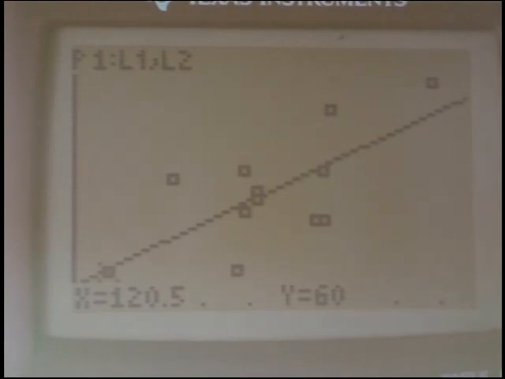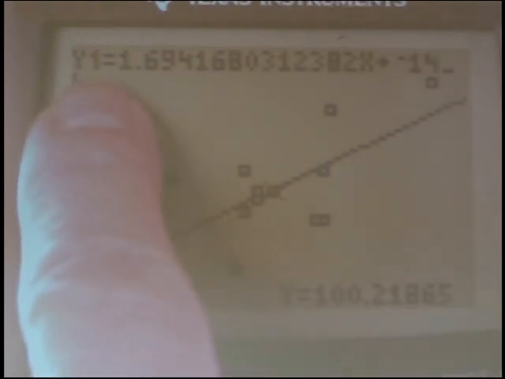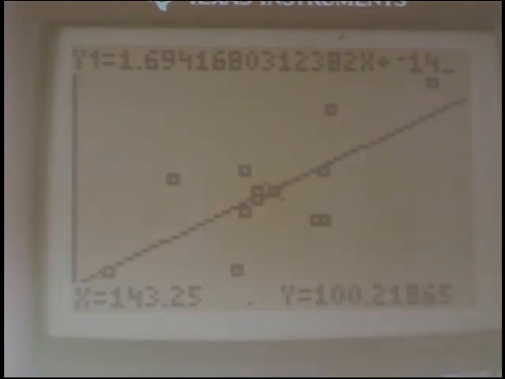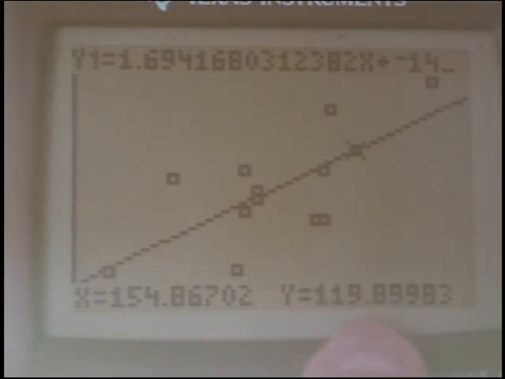Okay, cool. Then if you hit an up or down arrow, now you're on the actual regression line. It shows you the regression line up above. Now if you go back and forth, you're scooting up and down the regression line, and for every bear length, you're getting the estimated bear weight.